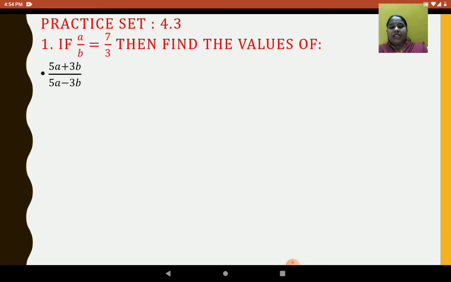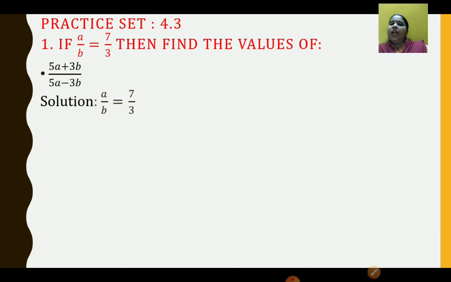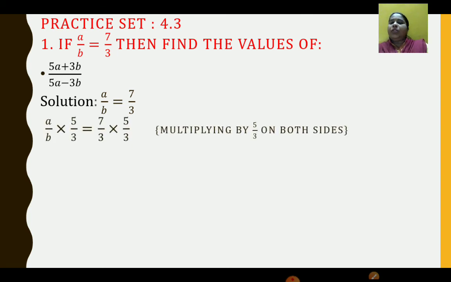I hope this concept is clear. Now see how it is to be written. I told you all such sums will start with the ratio that is given, a upon b. Okay, a upon b is equal to 7 upon 3. Look at the coefficients of a and b. What are they? 5 and 3. So multiplying both the sides by 5 upon 3, what will we get? 5a upon 3b is equal to 35 upon 9. I have just now explained to you how we have got that.